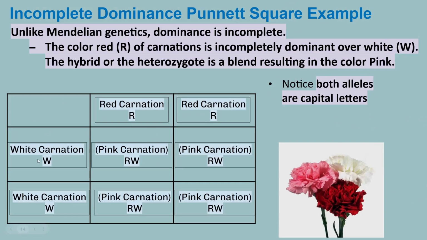If we look at this, how many out of 4 of the offspring are going to be pink? 1, 2, 3, 4. So all of them, 4 out of 4. Our phenotypic ratio, the physical characteristic, is going to be 100% pink. Make sure to get that written down.